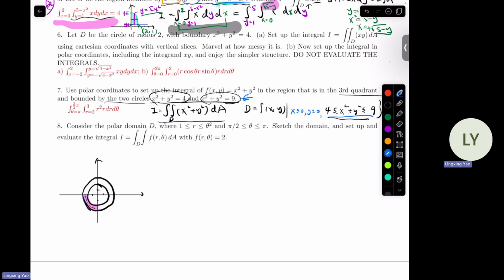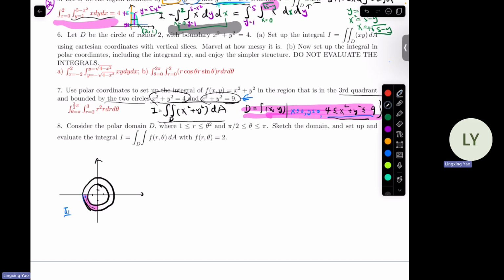Which fit the description of the third quadrant. So this is the whole description of the domain in the Cartesian coordinates. You can see how complicated it is, right? But the question is, can we convert this domain D into polar coordinates?